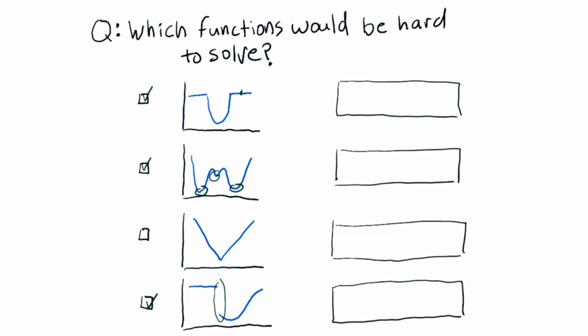Now, I'm not saying that these are not solvable by optimizers. In fact, there are optimizers that can solve these problems with varying degrees of success. And they're likely to find a minima, just not guaranteed to find the minima.